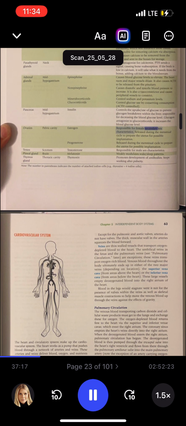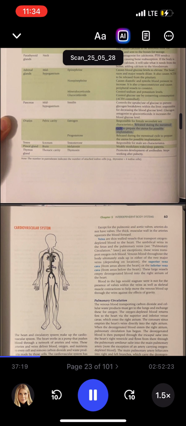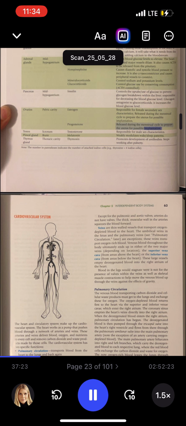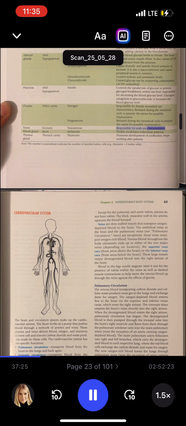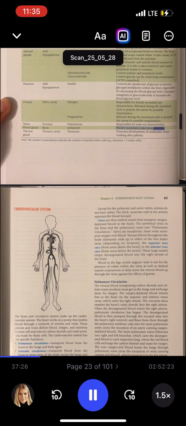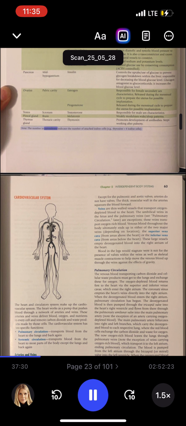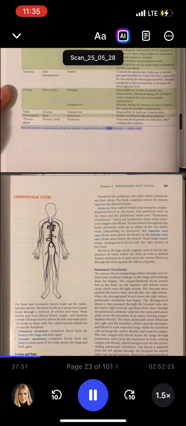Responsible for female secondary sex characteristics. Released during the menstrual cycle to prepare the uterus for possible implantation. Responsible for male sex characteristics. Weakly modulates wake and sleep patterns. Promotes development of antibodies. Stops working after puberty. Note, the number in parentheses indicates the number of attached iodine atoms, e.g., thyroxine plus 4 iodine atoms.